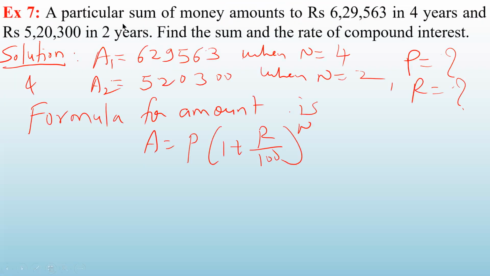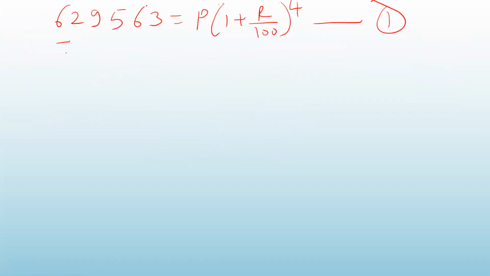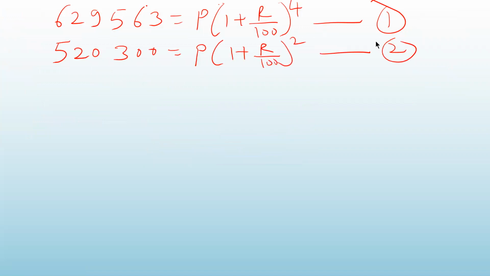Now the second one. Keep the value of amount as 5,20,300 and this is for n equal to 2. So put n equal to 2 and A equal to 5,20,300. You keep P and R as they are and n is 2. This you get as another equation, call it equation 2. So you've got two equations and you have to find out the values of two unknowns, P and R. Let us see how we calculate the values.